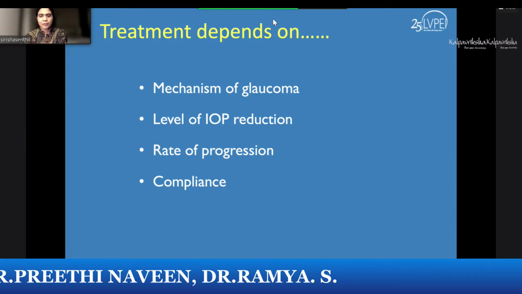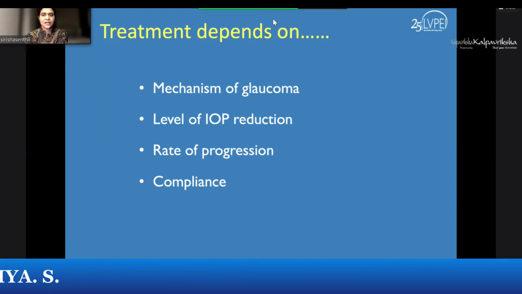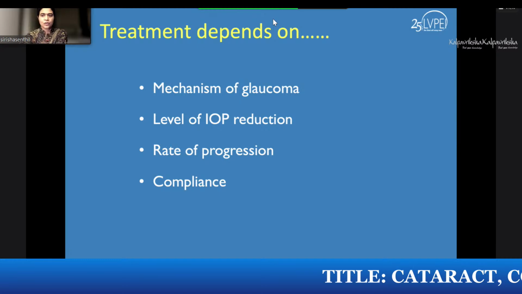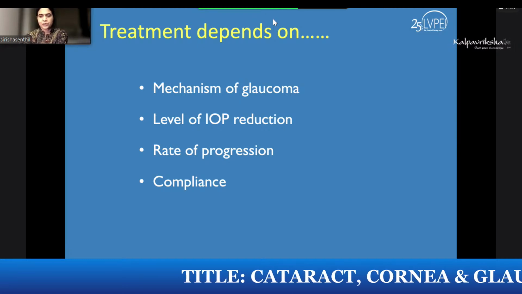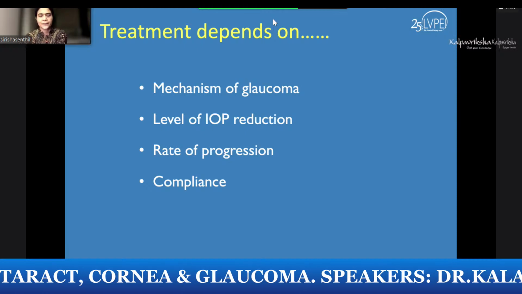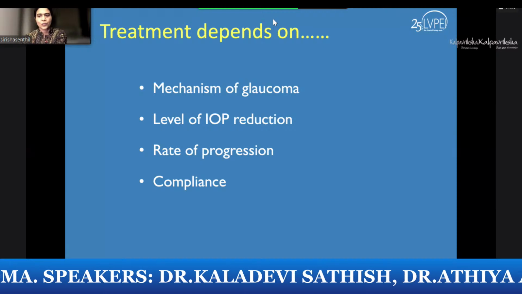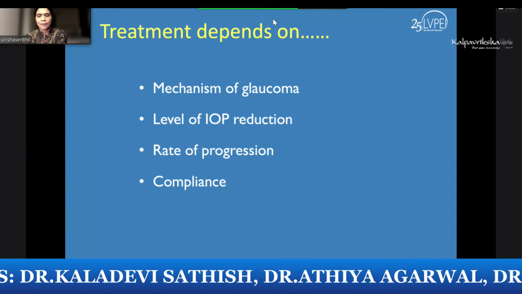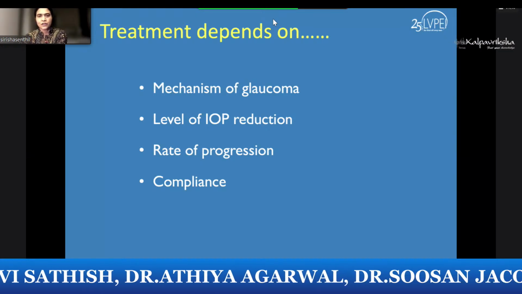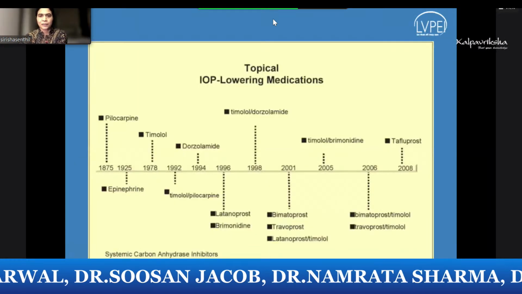For example, if you have a plateau iris syndrome, pilocarpine would be the first drug of choice compared to any other class of drugs. On the other hand, if it is a typical open angle glaucoma, where there are no other contraindications, especially viral keratitis and things like that, prostaglandin analogs are the primary choice that we normally choose. So the mechanism of glaucoma becomes very important for us to decide on which type of medication we use. The amount of intraocular pressure reduction, or the level of IOP reduction, is very important, and also depends upon the rate of progression and compliance of the patient.